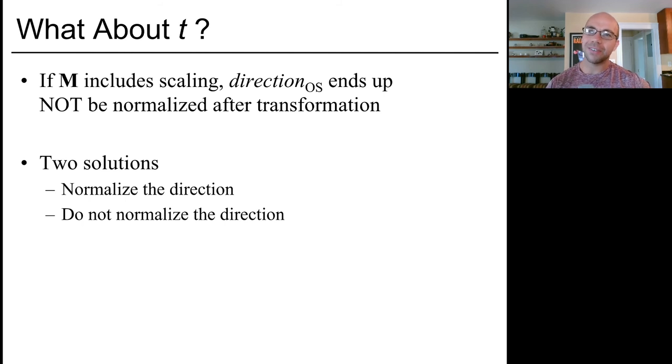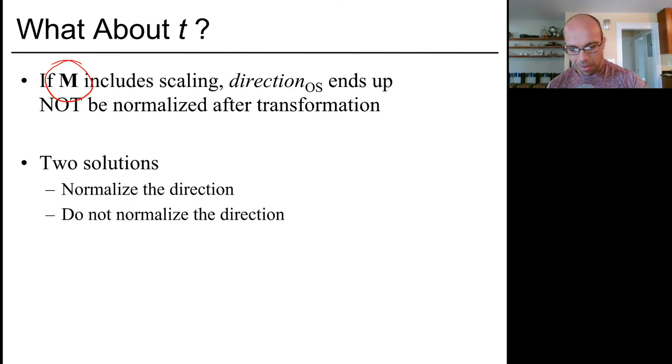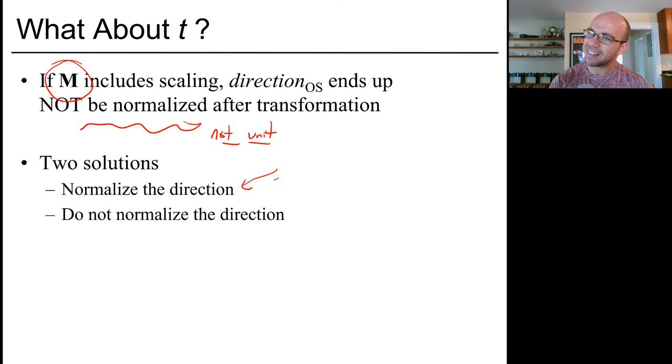Now, of course, we need to deal with this t value, and there are actually two different options. In particular, if M includes some scaling, then when we multiply, our direction might have started out as a unit vector, but it is no longer normalized. It is not necessarily unit length anymore after we apply M to it. So in our intersection code, we're going to have to be a little bit careful. One option is that we could divide the direction by its length and then do our normal calculations. But this is going to be a bit annoying because when I go back to world space, I'm going to have to account for that. Or I can just extend my ray tracer a tiny bit to deal with direction vectors that are not unit length. And this is almost always the preferred option.